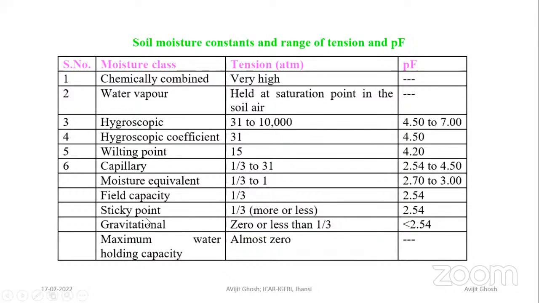For example, for the maximum water holding capacity, the tension is atmospheric pressure, that is almost zero, and gravitational water is less than 1/3, that is 0.33, sticky point is 1/3 or almost 1/3. Field capacity is 1/3, moisture equivalent is 1/3 to 1, capillary water is 1/3 to 31, wilting point is -15, hygroscopic coefficient is 31, and hygroscopic water is 31 to 10,000 atmosphere. And for water vapor, we cannot determine the tension.